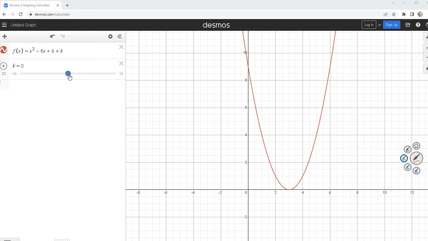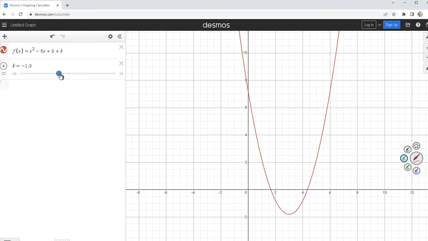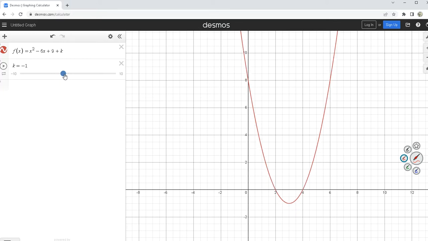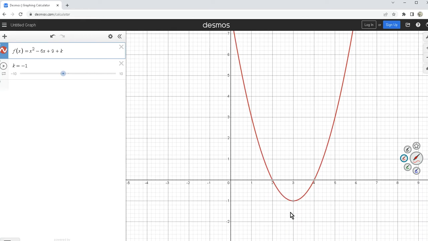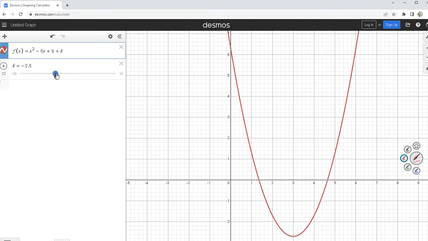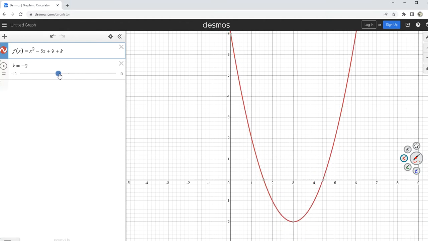So I'm going to move k to the left. Notice what happens to the graph. When I move k to negative 1, what do you notice happening with the graph? You see the graph shifts downwards by 1 unit. Let's make it a little bit bigger so you can see. And then if I make it -2, just as we had in the original example, you see it shifts downward 2 units from the original position.